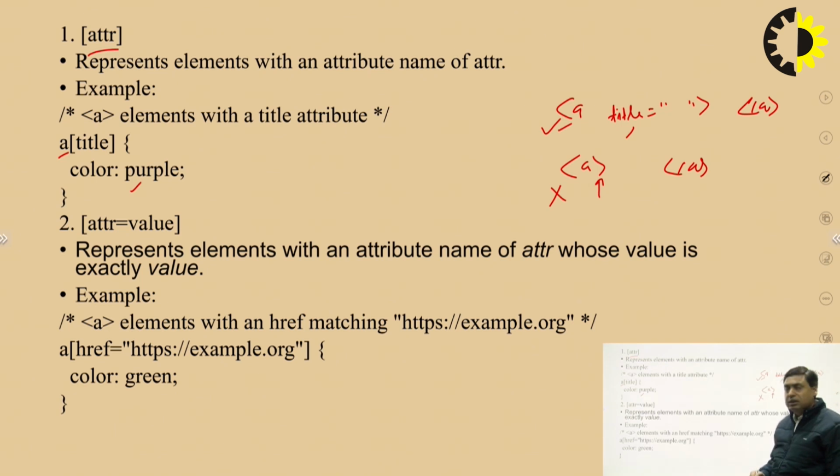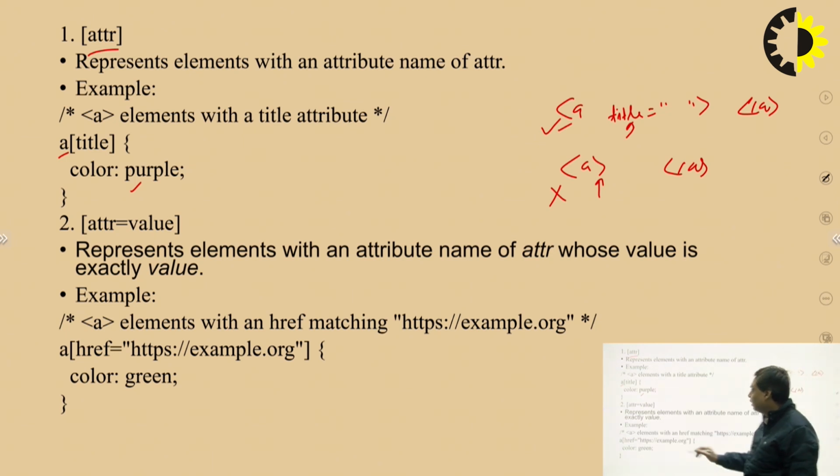Here you can see that we are applying the CSS on the basis of the attribute, not on the basis of the HTML tag. So this is important. Generally, we have a habit of applying CSS on HTML elements. So here it is a new thing. We are going to apply the CSS on the basis of attributes of the HTML elements.